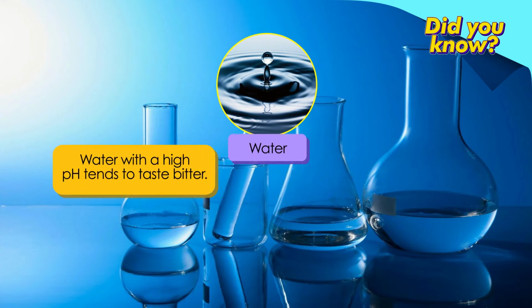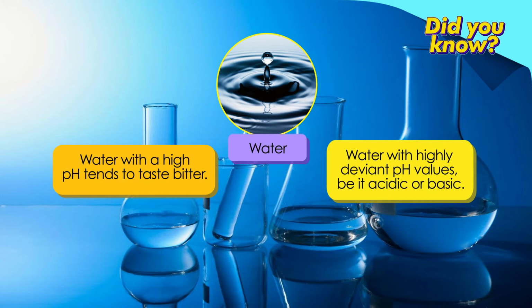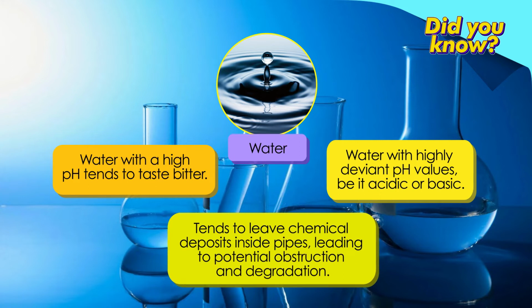Water with a high pH tends to taste bitter. Water with highly deviant pH values, be it acidic or basic, also tends to leave chemical deposits inside pipes, leading to potential obstruction and degradation.